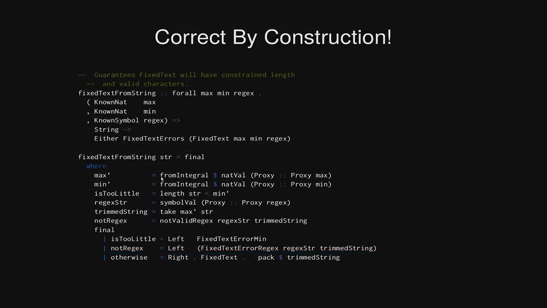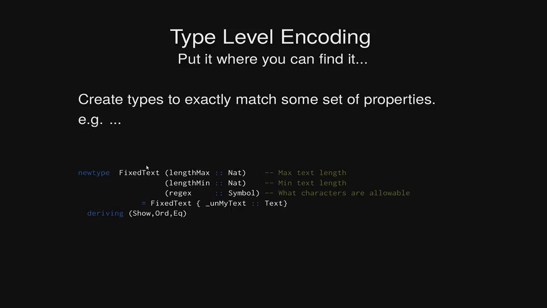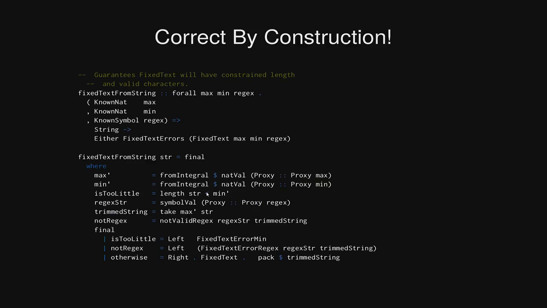So here's our first smart constructor. Whenever I defined this one screen ago, I have all these rules, but in order to actually enforce them, I have to create in Haskell what's known as a smart constructor. This one's going to be called fixed text from string. And what it's going to do is take a string and produce either our fixed text with a given max, min, and regular expression or character class, or an error.